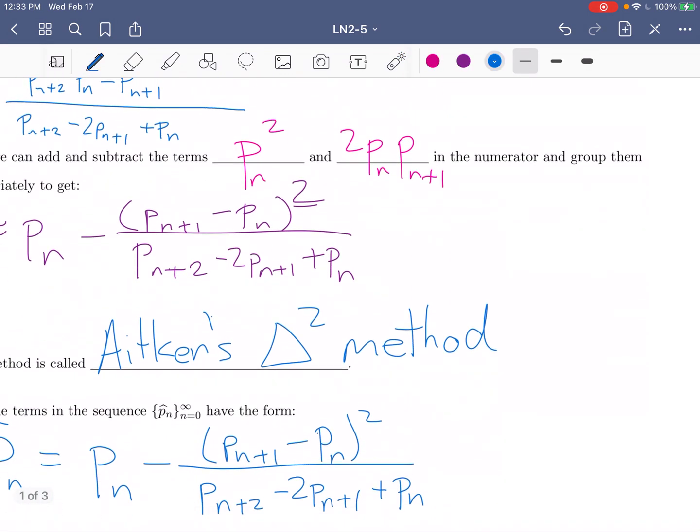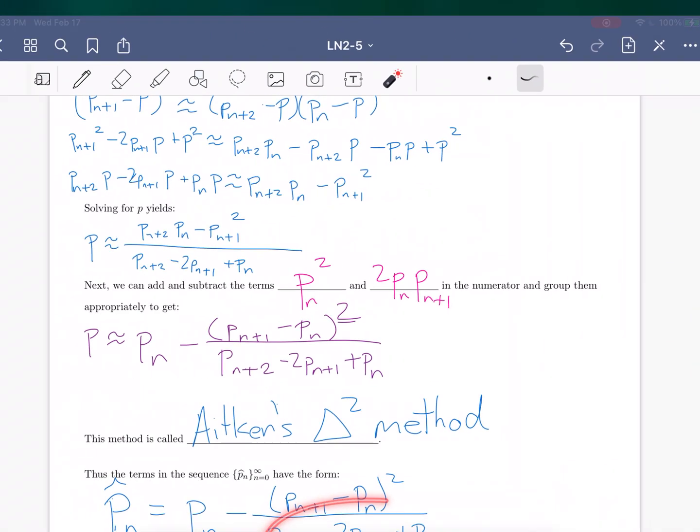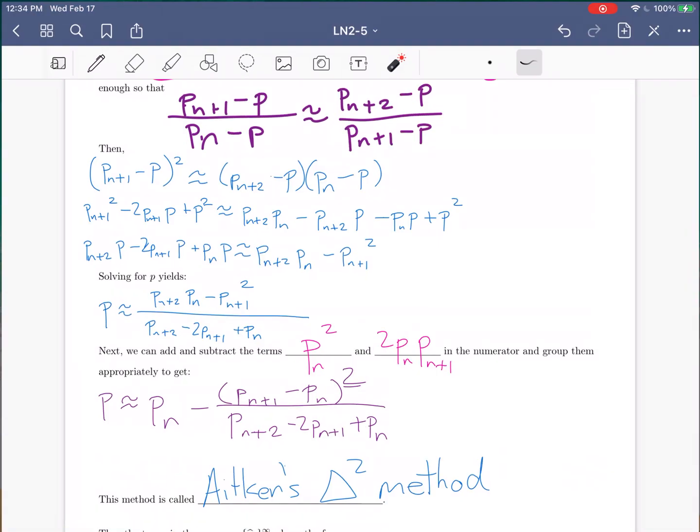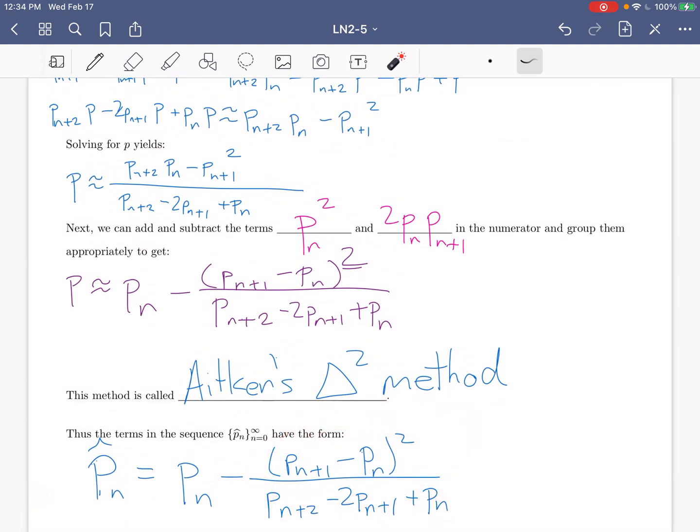So remember, Aitken's method is this. When we find our first term of Aitken's method, we take the first term of the cosine sequence, cosine of 1 over 1, minus the difference between the n plus 1 term and the nth term, squared. And then in our denominator, we're going to have all that mess.